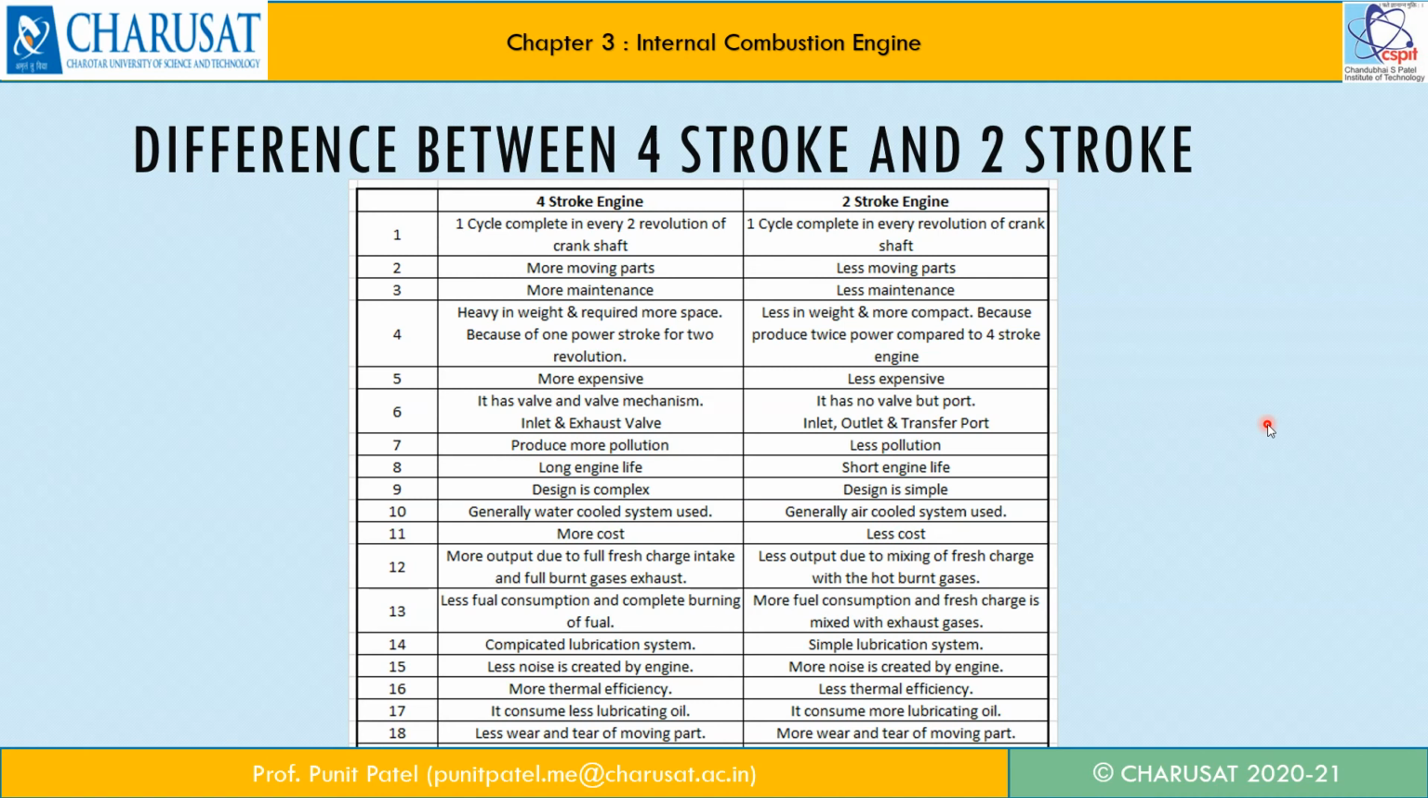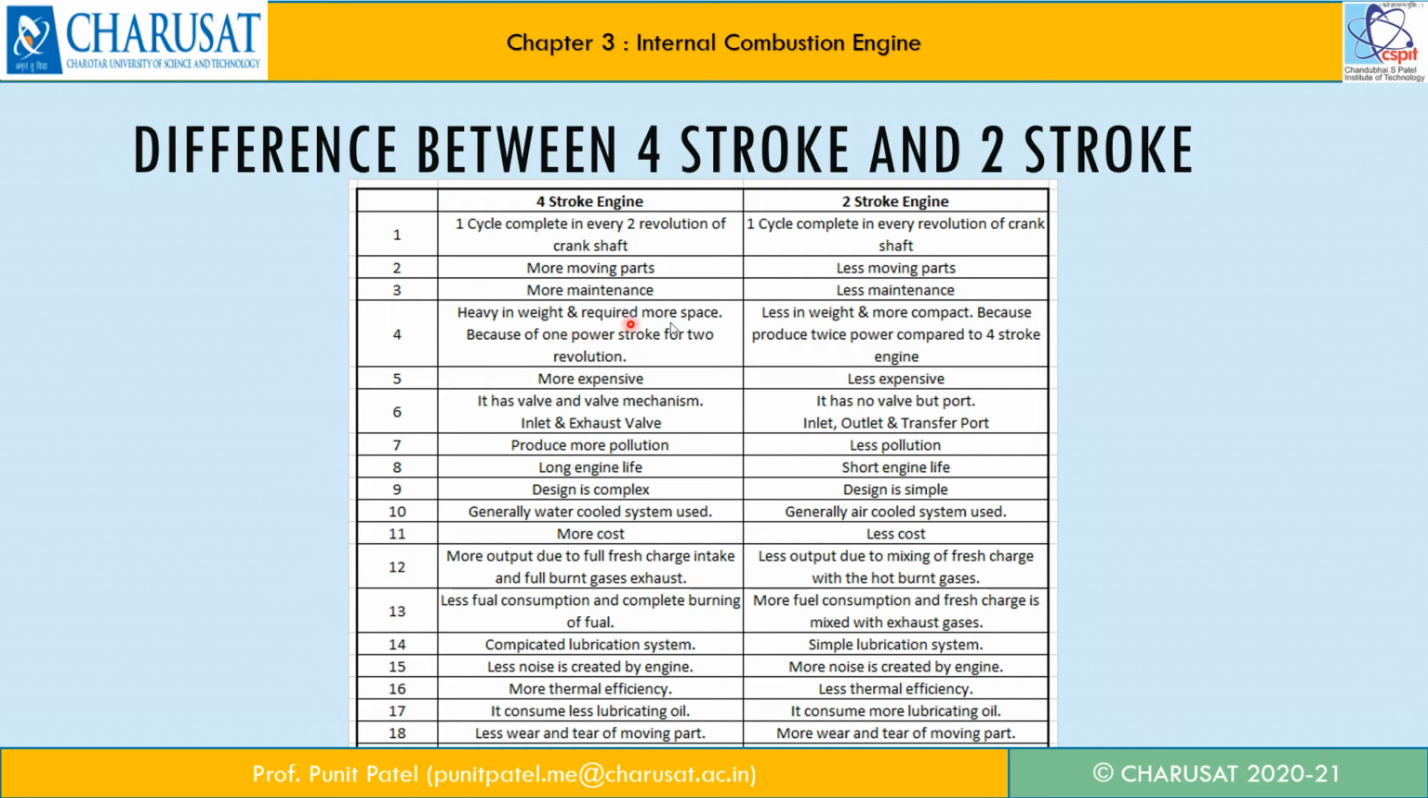Now let's talk about the difference between the four-stroke as well as the two-stroke. In the four-stroke, one cycle completes in every two revolutions of the crankshaft, whereas in the two-stroke, one cycle completes in every one revolution. Now, the second difference is that the four-stroke has more moving parts, whereas the two-stroke has fewer moving parts, so more maintenance, less maintenance.